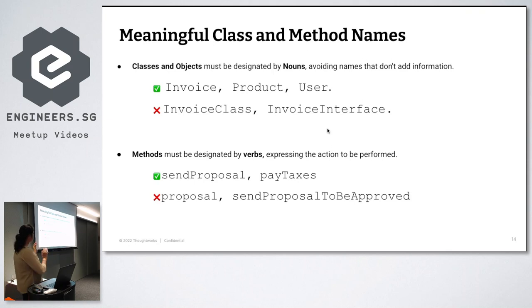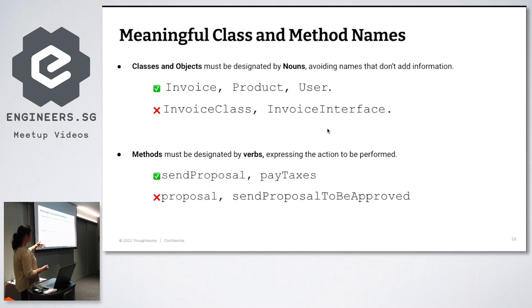The next one is, you name your classes differently and methods differently. Why? Because classes and objects are basically designated by nouns. Good examples are invoice, product, user. These are good names for classes. The methods must be designated by verbs. Why? Because the sole purpose of functions or methods is to do something. We write functions to do something, so what they do, their intention, should be revealed in their name.